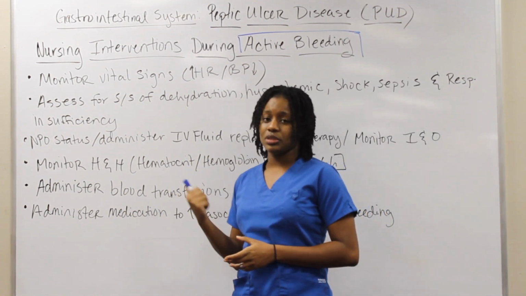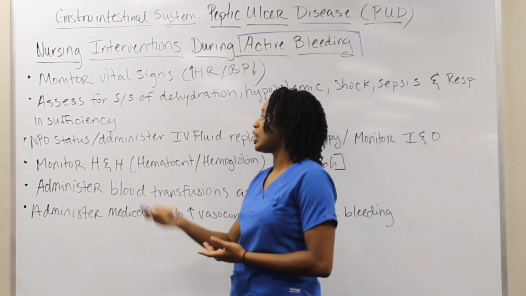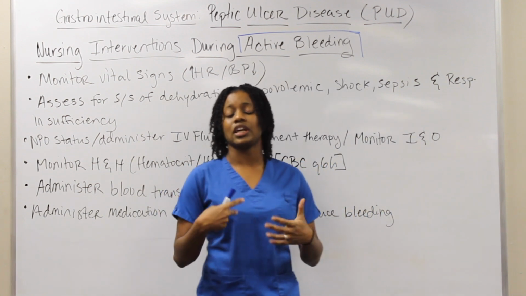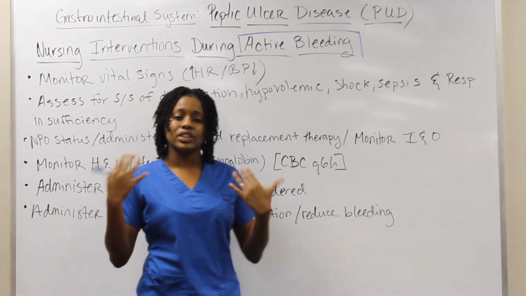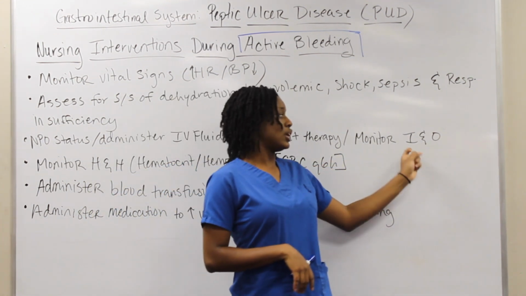Just about every GI bleed that I've encountered, they are NPO, okay? So they're going to be an NPO status, and you want to administer IV fluid replacement therapy because, again, they're going to be losing fluids, so you want to make sure that you're giving them fluids, okay? And you're monitoring input and output.